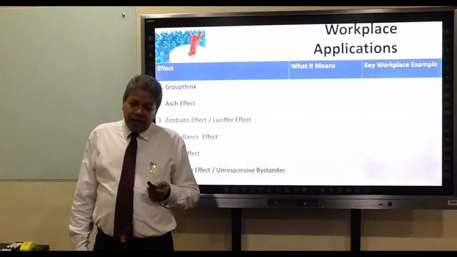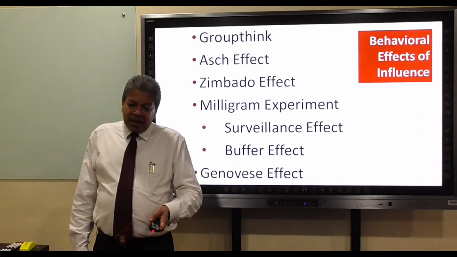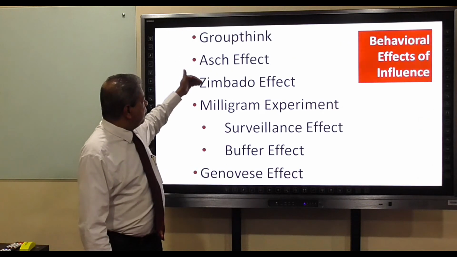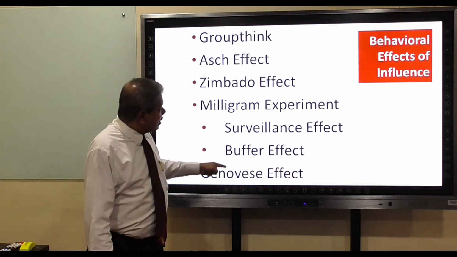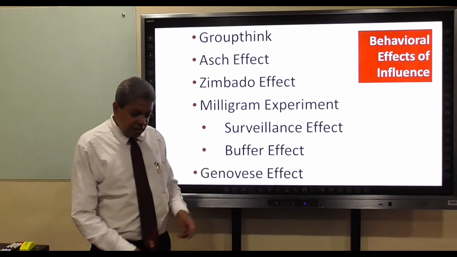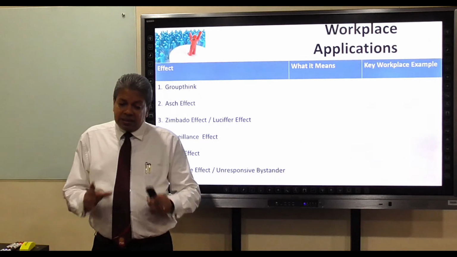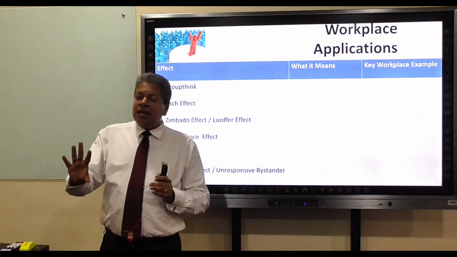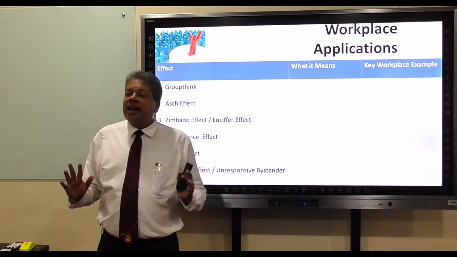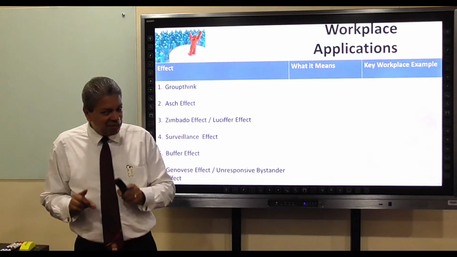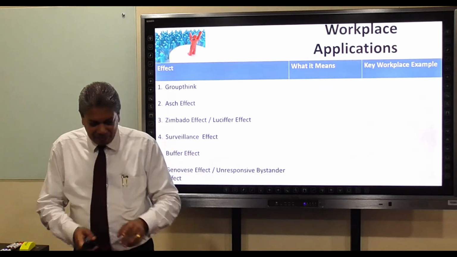So in summary, you see these are the behavioral effects. Groupthink, Asch effect, Zimbardo effect, Milgram experiment, resulting in two effects, surveillance and buffer, and finally the Genovese effect. So if you can do this, each effect, what it means and a key workplace example, this is more than enough. I'll be testing one of those in the exam.